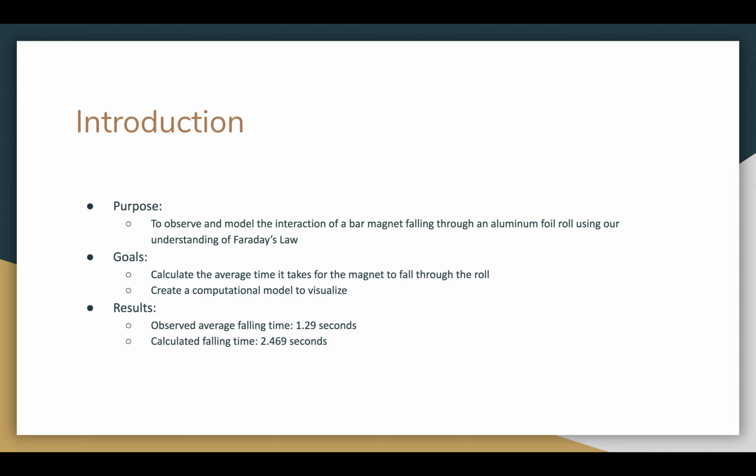And the goals of this lab were to calculate the average time it takes for the magnets to fall through the roll and then to create a computational model to help us visualize this, which ends up applying a graph of velocity versus time. The results that I got: the observed average falling time was 1.29 seconds, and the one I calculated from the model was 2.469 seconds.